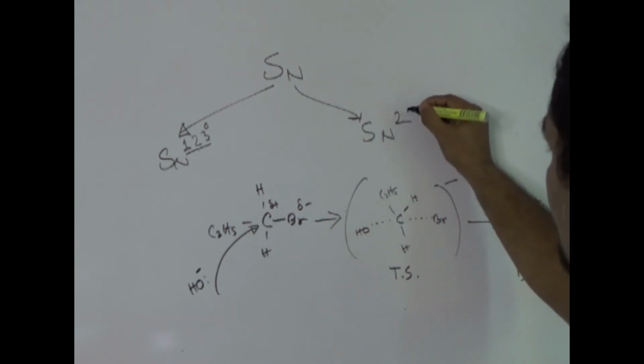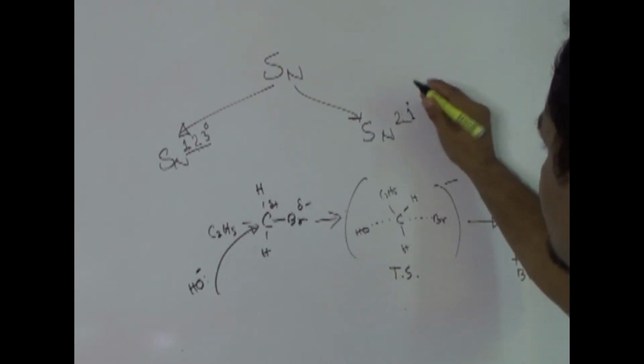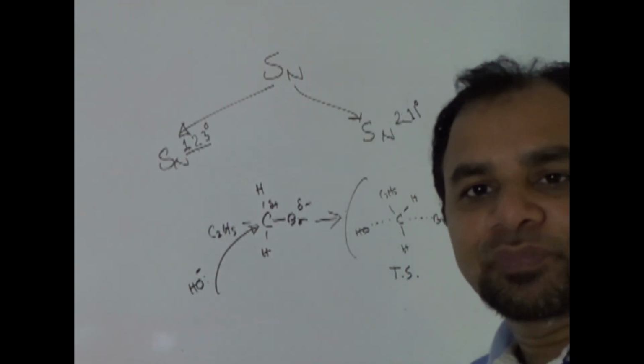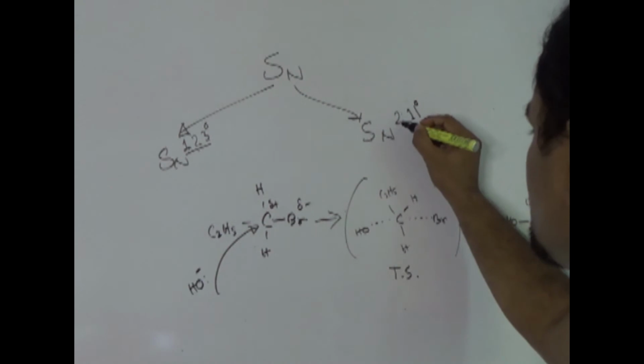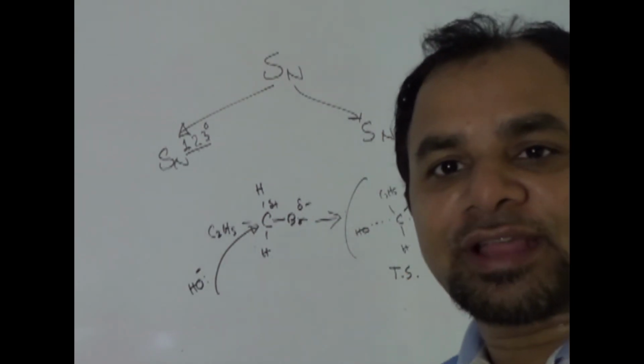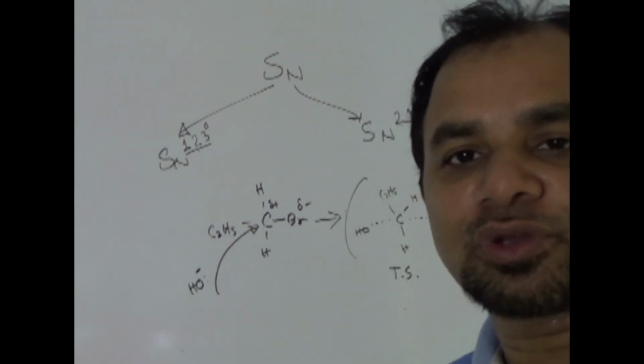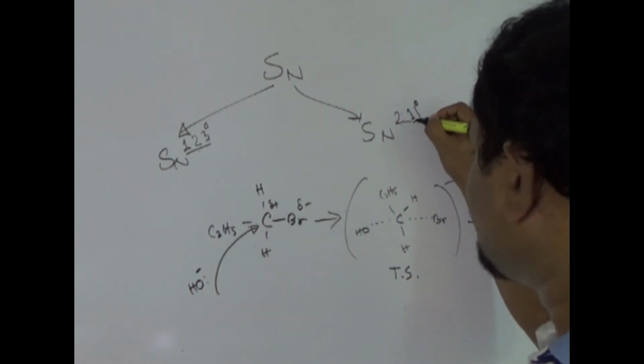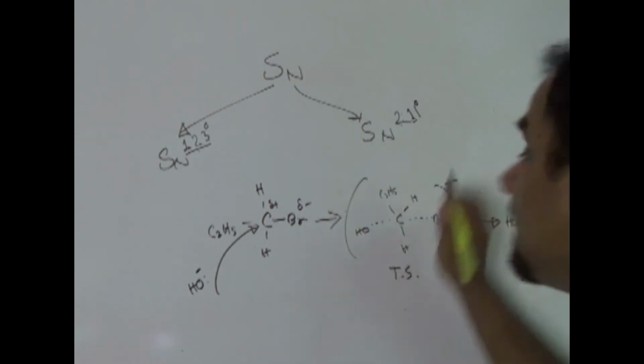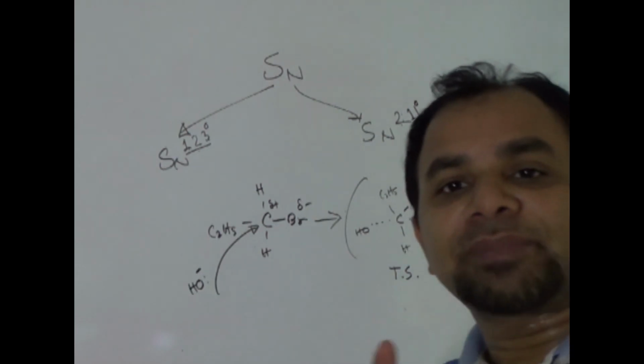So SN2, one step, only one step, and primary favored. This is the mnemonic. So SN2 1 degree, 2 means rate depends on 2 reactants, and this 1 means only one step, and the 1 degree means primary favored.